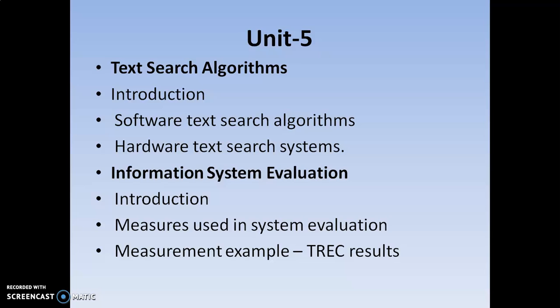Now coming to unit number 5, again it is divided into 2 subsections: text search algorithms and information system evaluation. In text search algorithms, we have the topics: introduction, software text search algorithms, and hardware text search algorithms. Coming to the second subsection, information system evaluation, we have introduction, measures used in the system evaluation, and finally measurement example with TREC results. So these are the contents to be covered from unit number 5 under the 2 subsections, text search algorithms and information system evaluation.